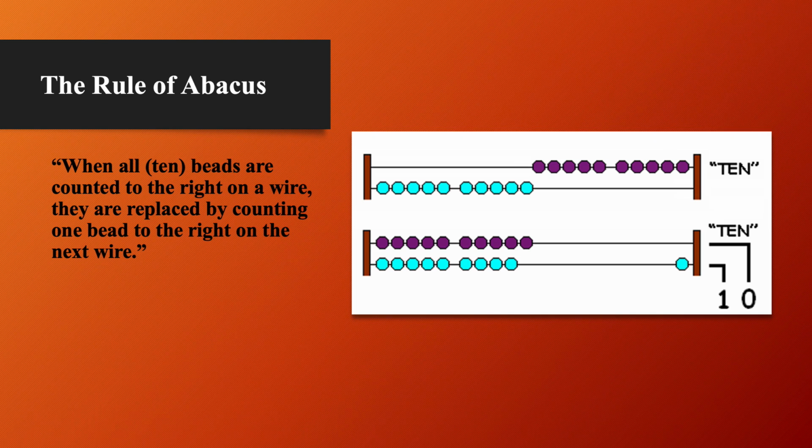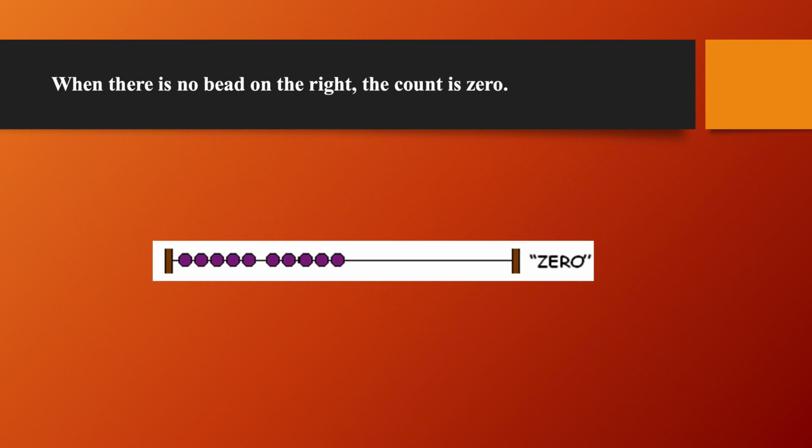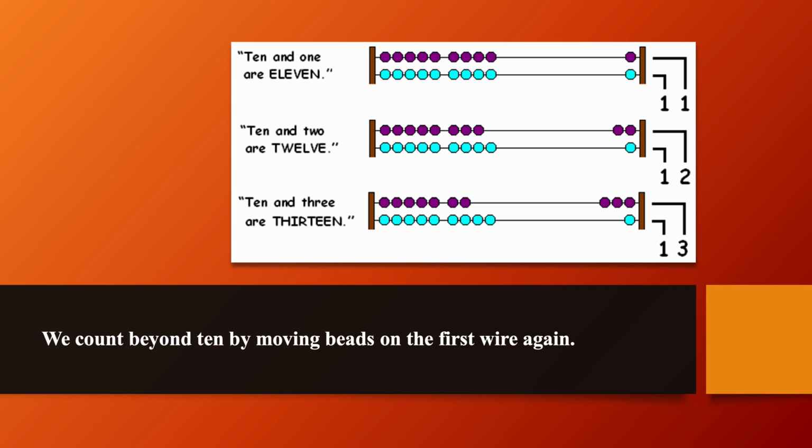At 10, all 10 beads are counted to the right on a wire. They are replaced by counting one bead to the right on the next wire. This is the rule of abacus. When there is no bead on the right, the count is 0. We count beyond 10 by moving beads on the first wire again. 11, 12, 13, and so on.